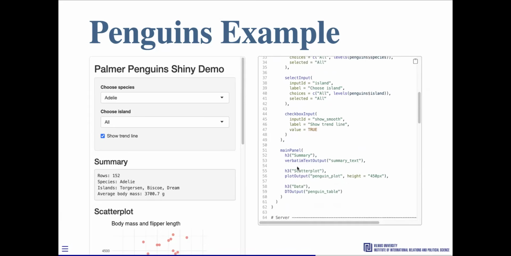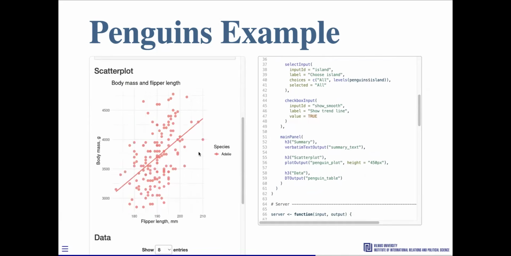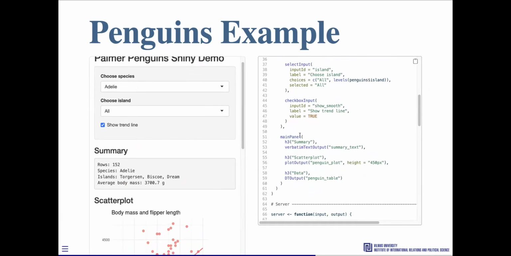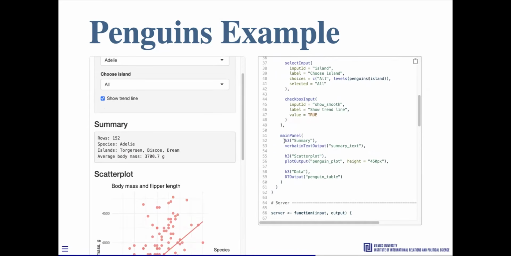Then we have our main panel, and we see the visualizations that are being displayed to the user. We see first a header. H3 is header 3. It's HTML code or semi-HTML code. And we see summary. And then below we have this verbatim text output. And this is basically calling something called summary text.